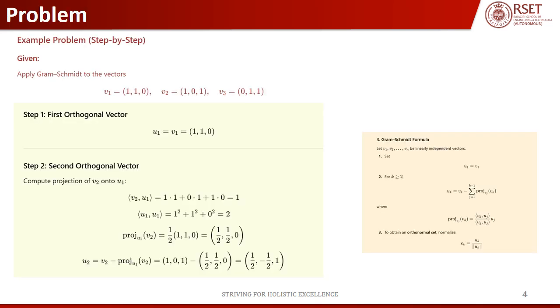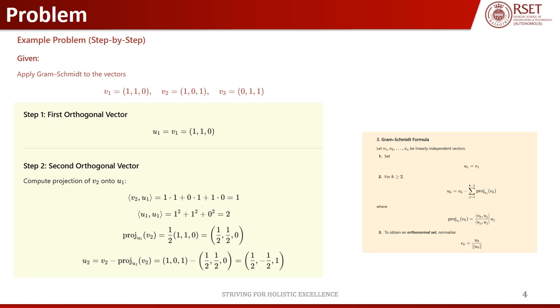So here I have a problem, an example on that. You are given v1, v2, v3, and we want to convert these vectors to orthogonal or orthonormal vectors. Here I have just shortened the steps. The first one is u1 equal to v1, right? So u1 is 1, 1, 0 itself.